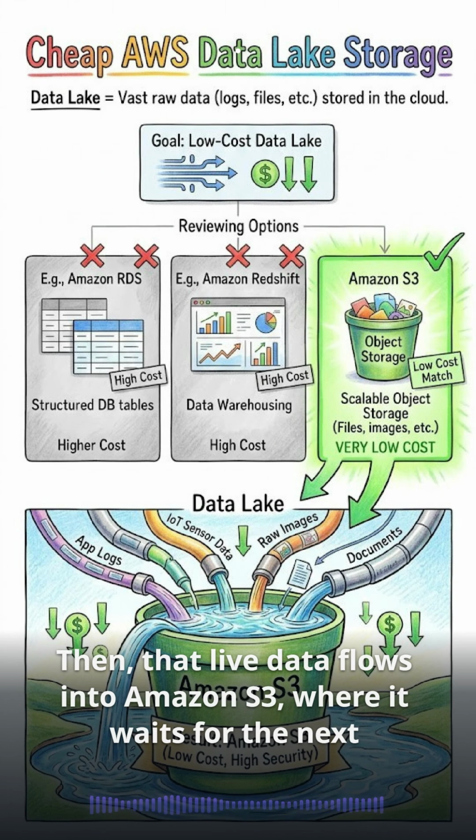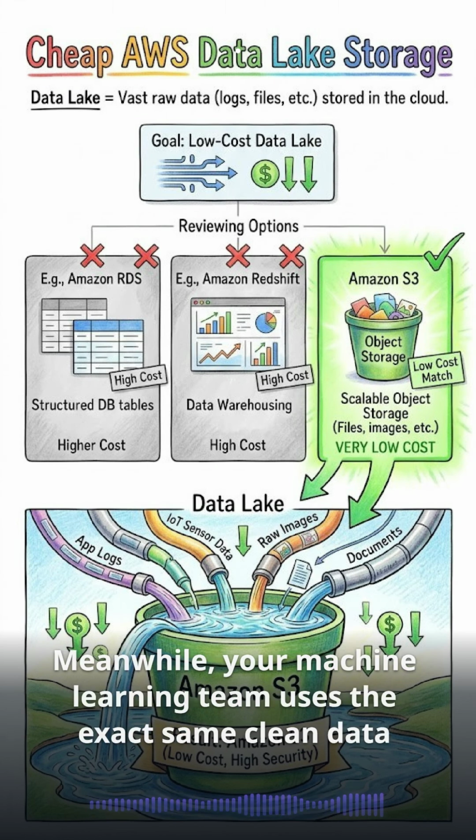AWS Glue wakes up on a schedule and transforms the raw information into a clean format. After cleaning, the data moves directly into Amazon Redshift, so business leaders can review their daily sales. Meanwhile, your machine learning team uses the exact same clean data to build smart predictive models. They load it into Amazon SageMaker and start teaching the computer how to guess future trends.